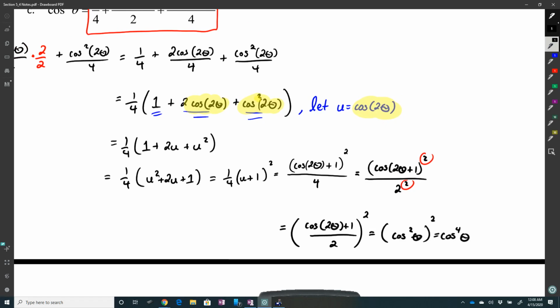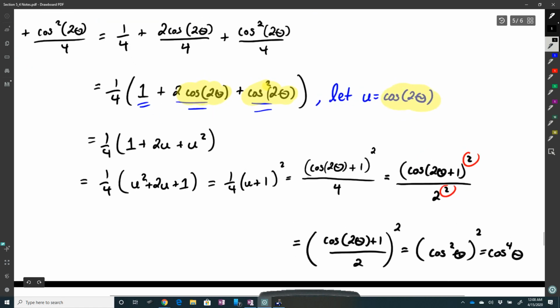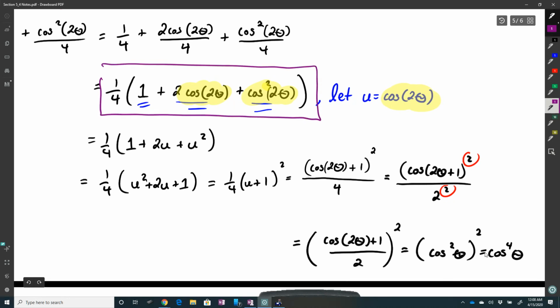But yeah, I like it. The main thing is you don't have to do the u substitution. You can essentially go straight from this step to this step if you want. I just didn't want to confuse everyone with how did he get that. It's just 1 plus 2 something plus something squared is the formula for a perfect square, which is u plus 1 squared. But the u is cosine of 2 theta, so plus 1 squared. And then we just kind of do some more manipulation to get the cosine to the fourth.